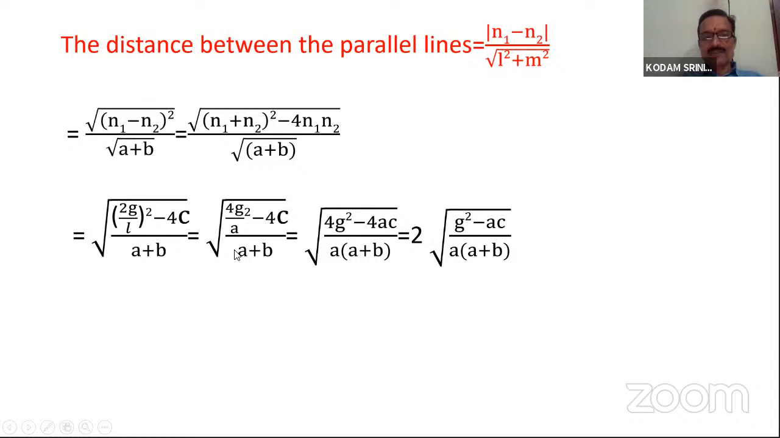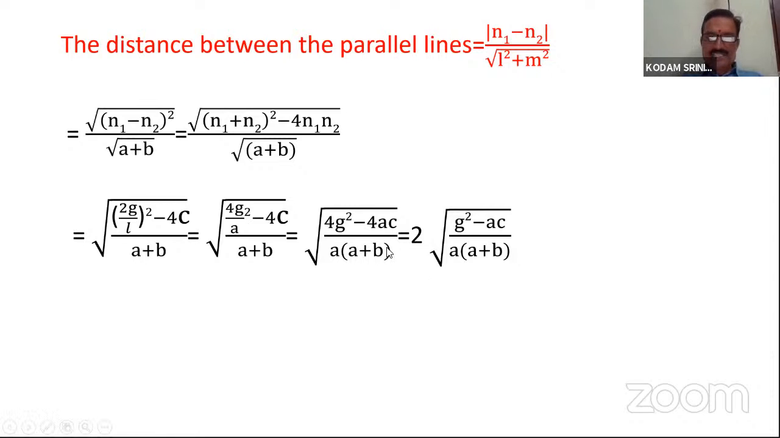That A will again be part of the denominator, that is A into A plus B. Already A plus B is there, so we have to multiply with A, that is A into A plus B. So that equals, from the numerator, I am taking 4 as common from these two terms, that is 4 into g square minus AC. After taking 4 outside, its root becomes 2, that is 2 into root of g square minus AC by A into A plus B.